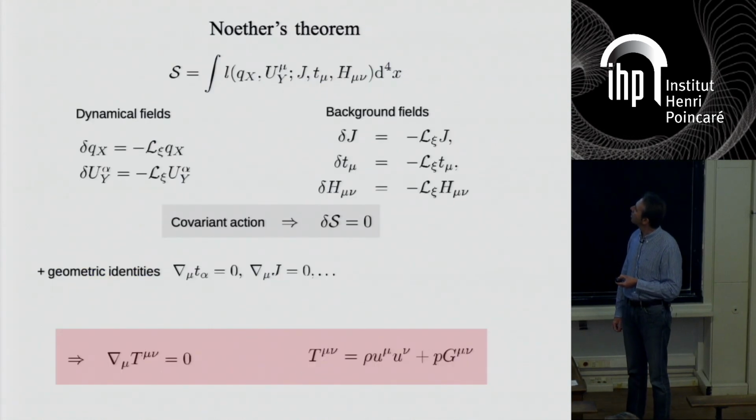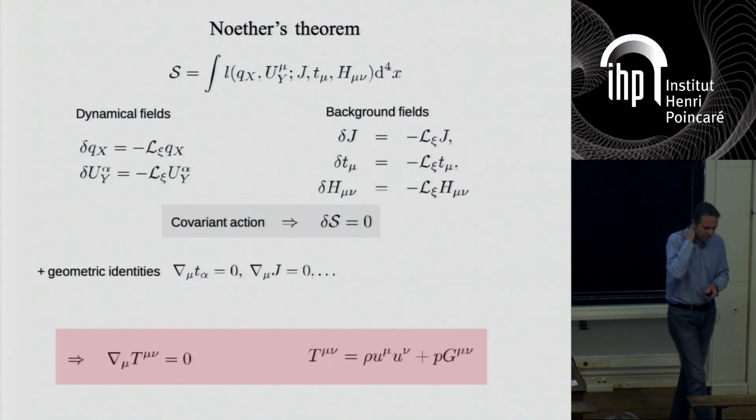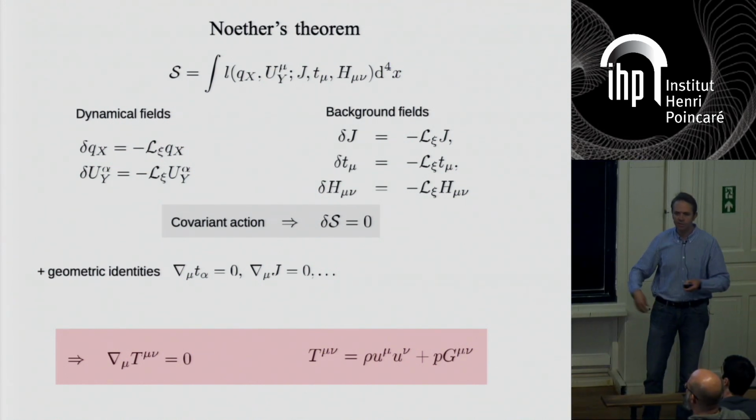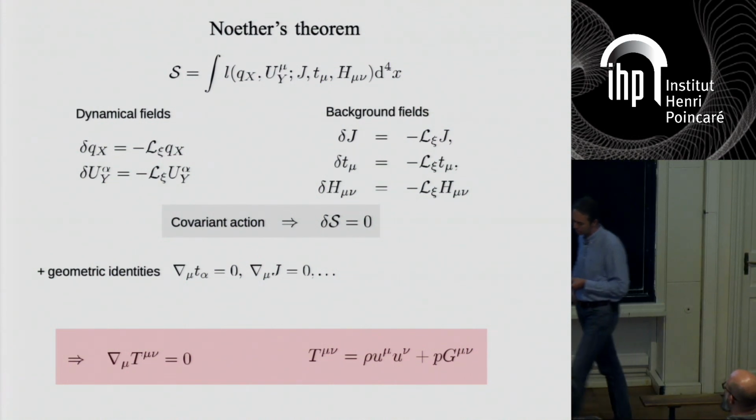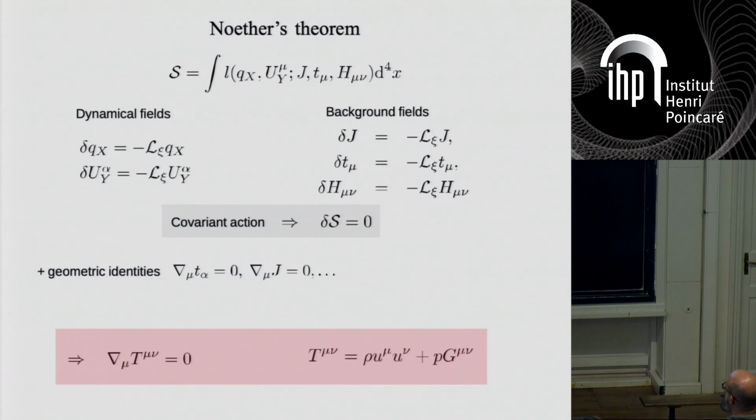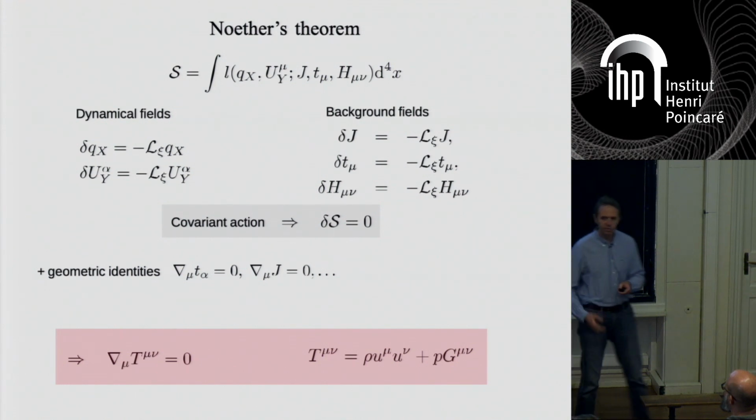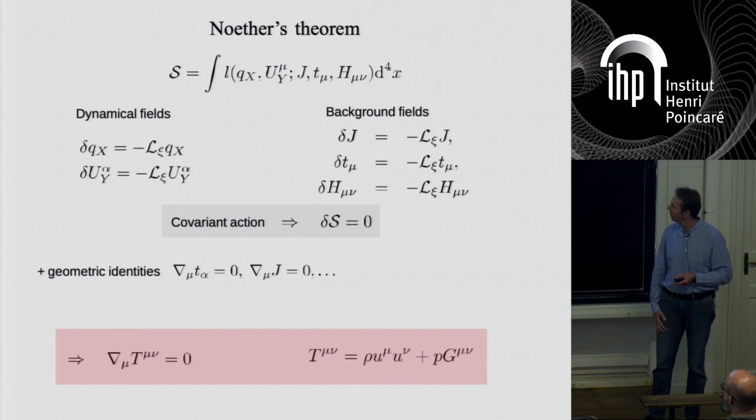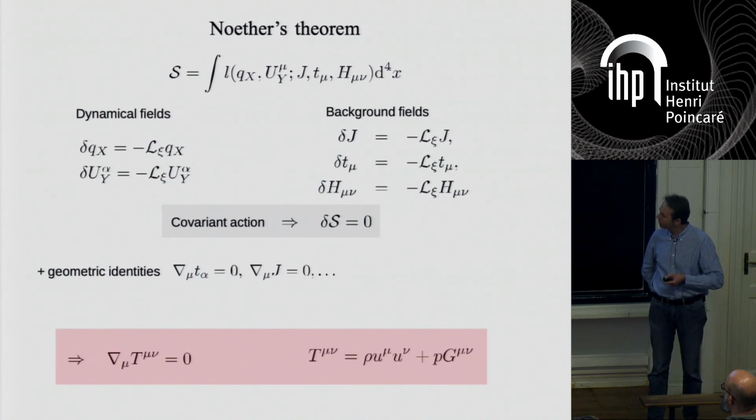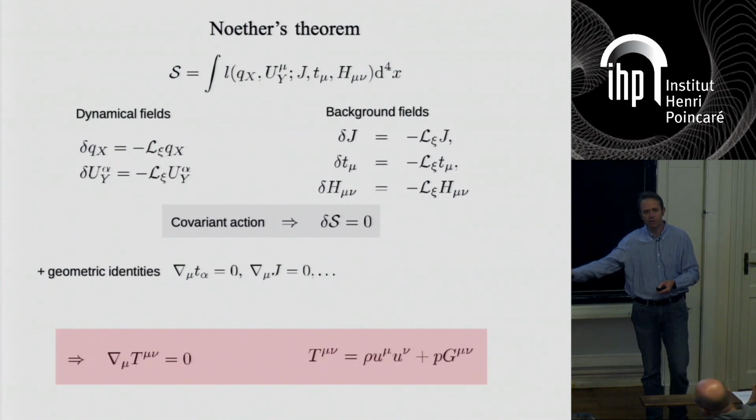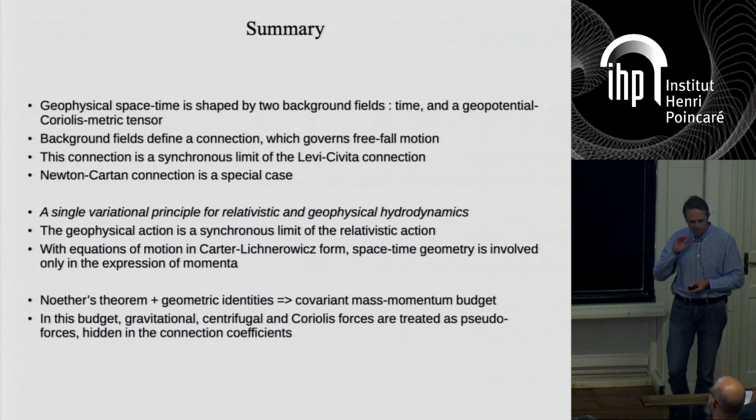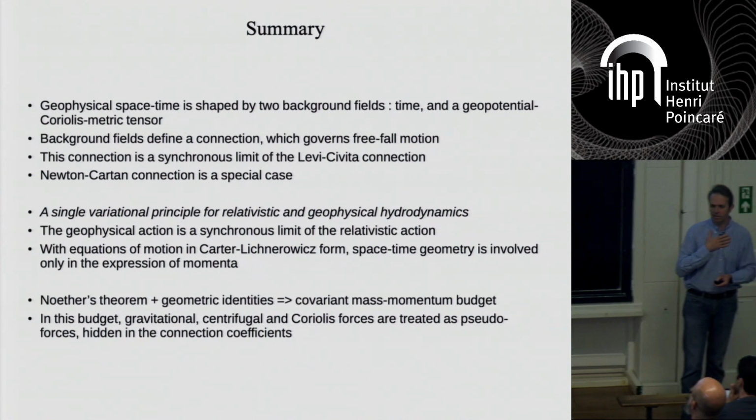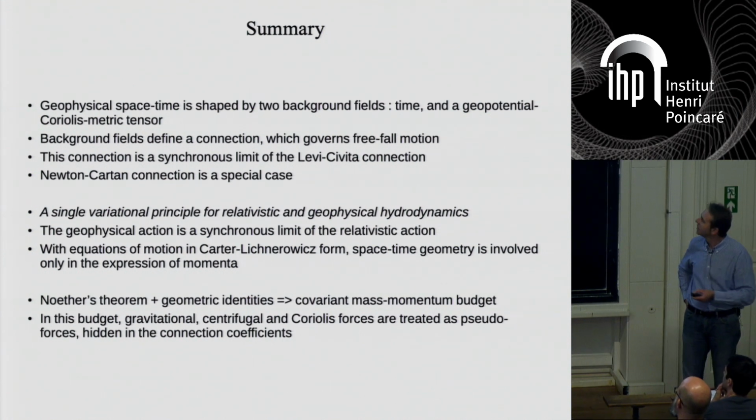Okay, you have a so-called Cartan-Lichnerowicz form of the equation, which is common to all systems. And you can use Noether's theorem to derive the vanishing divergence of the mass-momentum tensor. So you can obtain this mass-momentum tensor by the same arguments in the classical case as in the relativistic case. So the final picture, that's almost my final slide. I have one extra slide after this one.